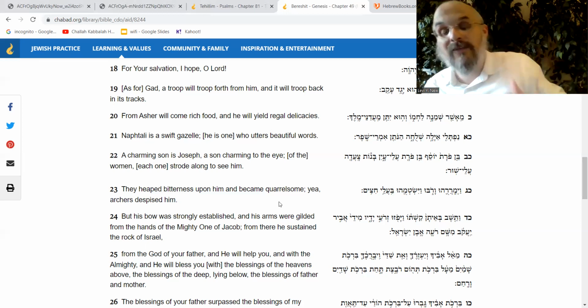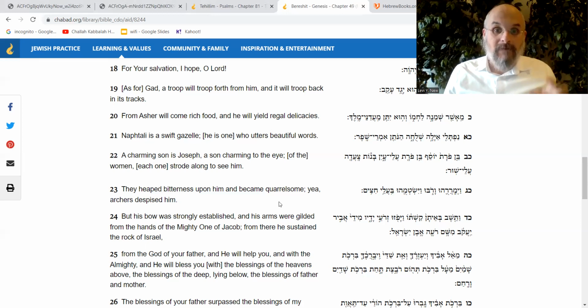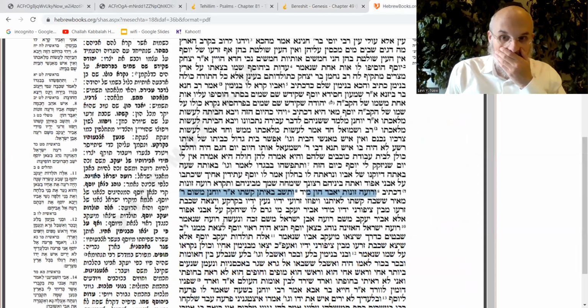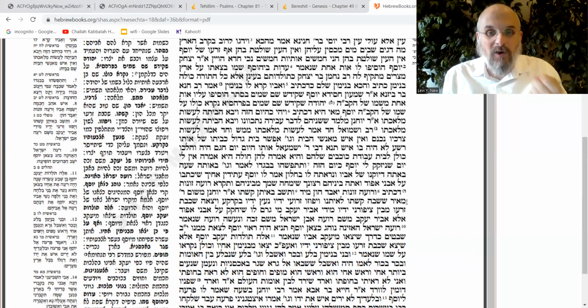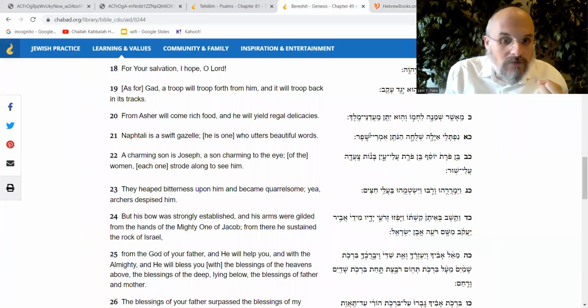The Gemara now is going to break down these three statements of the verse. Number one, his bow was strongly established. Number two, his arms were gilded from the hands of the mighty one Jacob. And number three, from there he sustained the rock of Israel. The Gemara is going to break these three verses down in context of the story we just read. Okay, so let's see. Rabbi Yochanan explained in the name of Rabbi Meir. What does this mean? His bow, what's the language? His bow was strongly established.